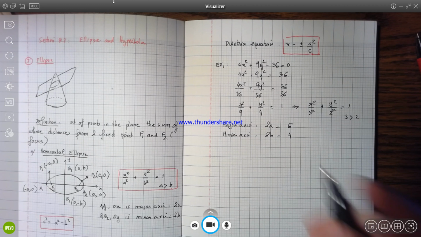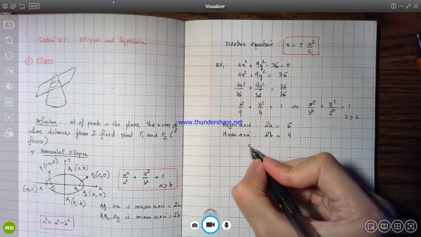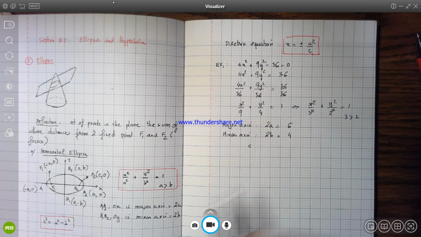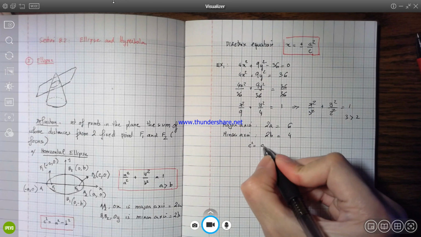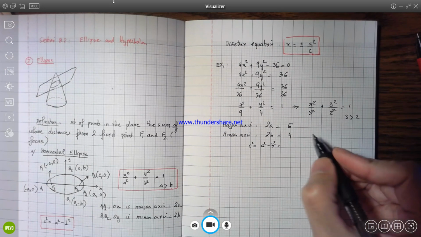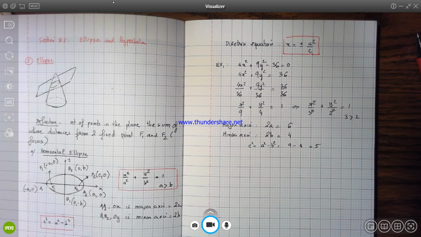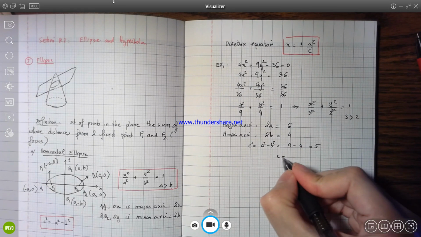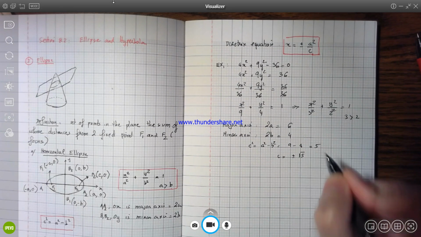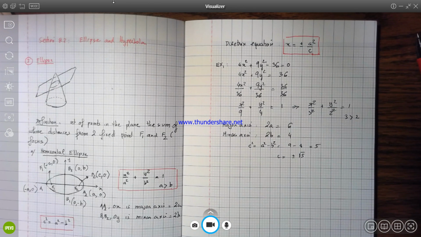We can also get the c. c squared equals a squared minus b squared, which gives 9 minus 4, which gives 5. Then your c will be plus or minus square root of 5, which makes sense because c represents the distance from the origin to f1, and we have both sides, so we have two coordinates, f1 and f2.